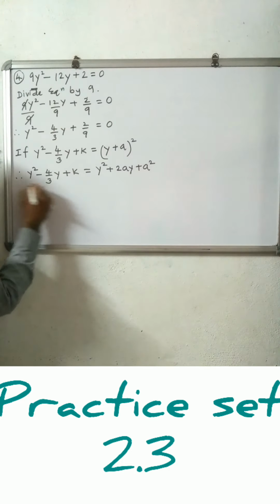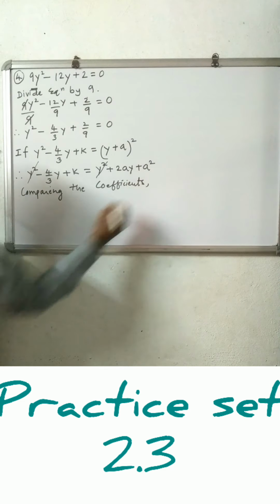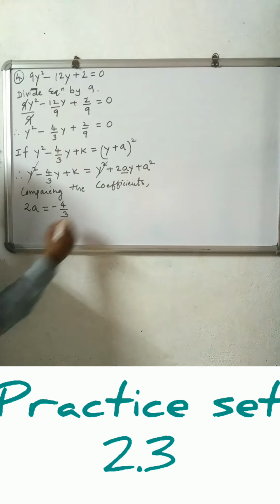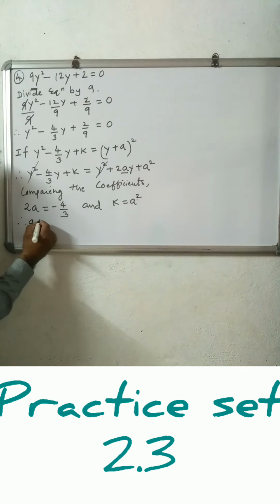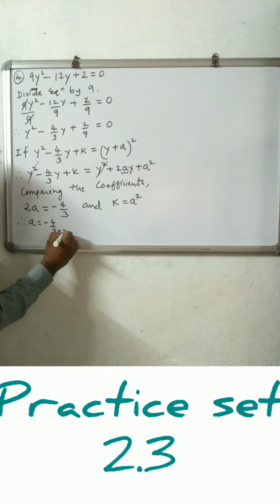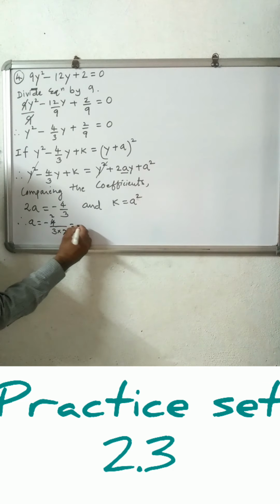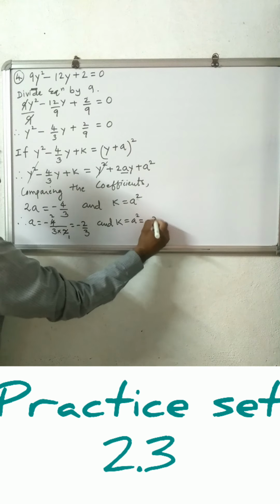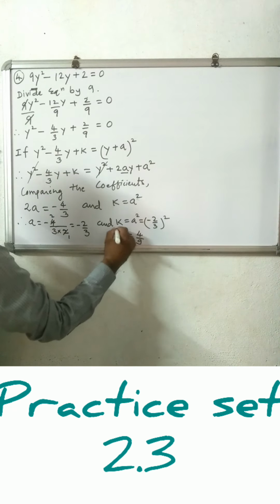Now comparing the coefficients, here y square will get cancelled. Comparing the coefficients, we get 2a is equal to minus 4 upon 3 and k is equal to a square. Therefore, a will be equivalent to minus 4 upon 3 into 2. 3 into 2, 2 will get divided, which is equal to minus 2 upon 3. And value of k will be equal to a square, that is minus 2 upon 3 bracket square. Therefore, k will be equal to 4 upon 9. Value of k is 4 upon 9.